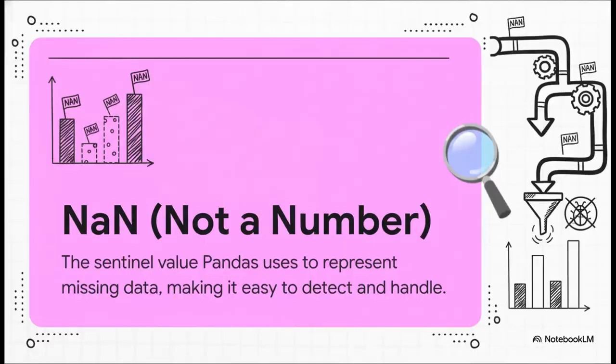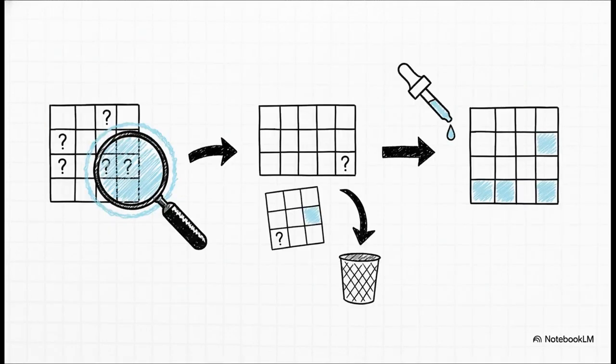This special NaN value is actually incredibly useful. It acts as a consistent flag, a kind of placeholder that lets us write code to find and handle all these gaps in our data without our programs crashing. So what do we actually do about these missing values? Well, we have three main strategies.